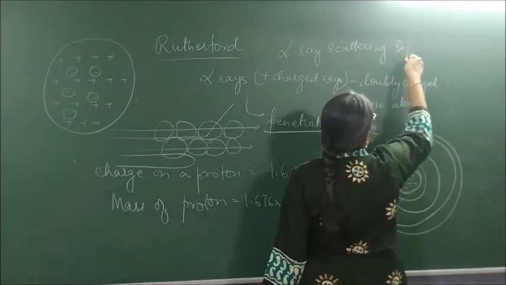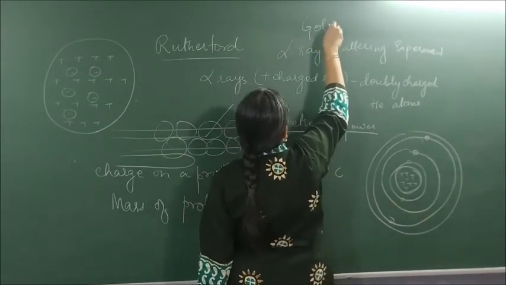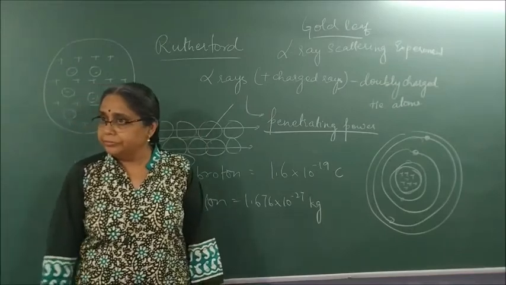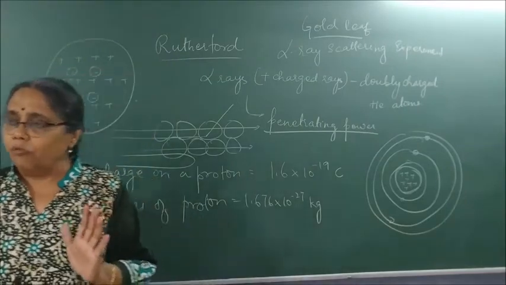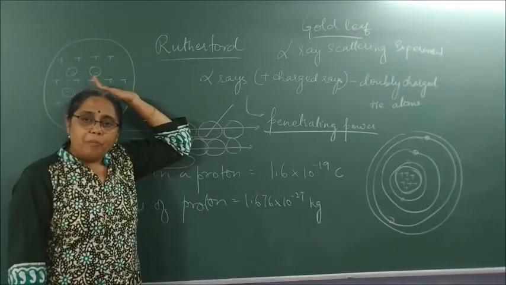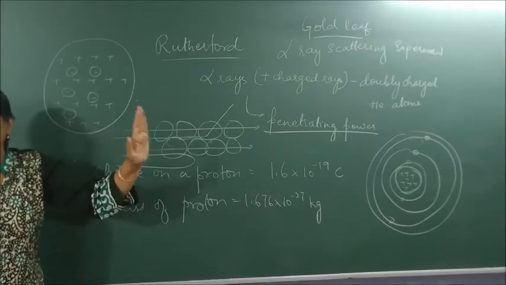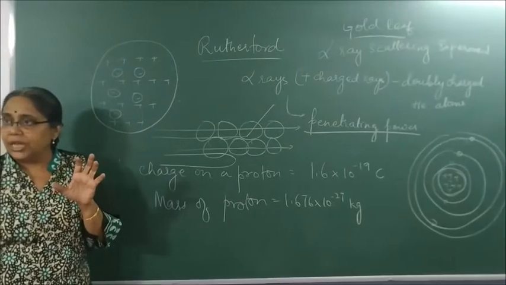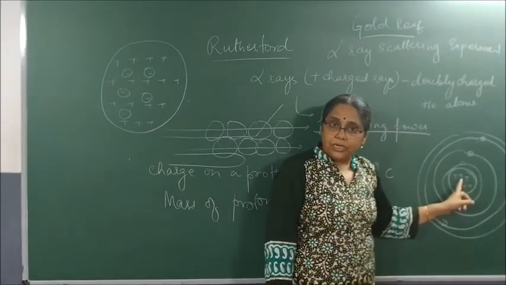Rutherford's model of atom is also called the gold leaf scattering experiment. Alpha ray scattering experiment and gold leaf scattering experiment are one and the same. What did we do? We took gold foil and bombarded it with alpha rays. Most of the alpha rays went straight, which proves that the atom is an extremely hollow ball with a positive nucleus at the center. What is present in the nucleus? All the protons are present in the nucleus.